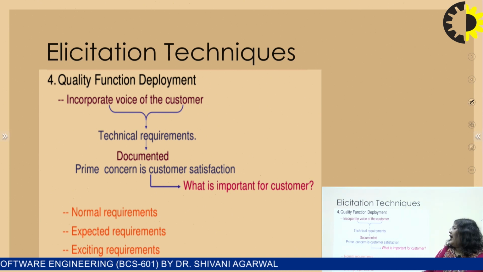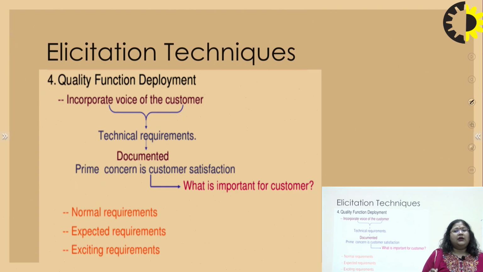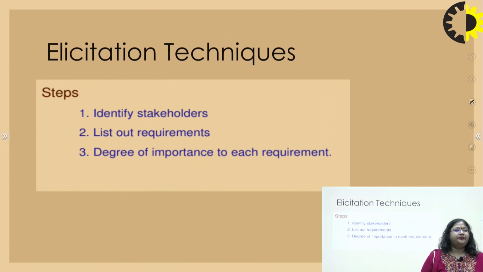In this, we have to emphasize the normal requirements, expected requirements, and exciting requirements. Normal requirements means those requirements that the user wants; these are very normal. Expected requirements are those that the customer doesn't even state, but expects. Exciting means we just provide some offers for the customer. So, these types of requirements are the exciting requirements.